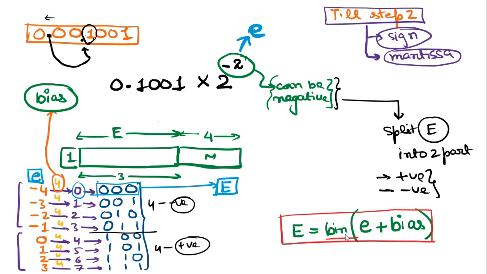Now, what is this bias? How do we calculate this bias? This is again a question, right? You can see here, we are splitting this entire space into two, negative and positive, and we are doing it using the most significant bit. When the most significant bit is 0, we consider those numbers as negative. When the most significant bit is 1, we consider them to be positive. In that case, what will be the bias?